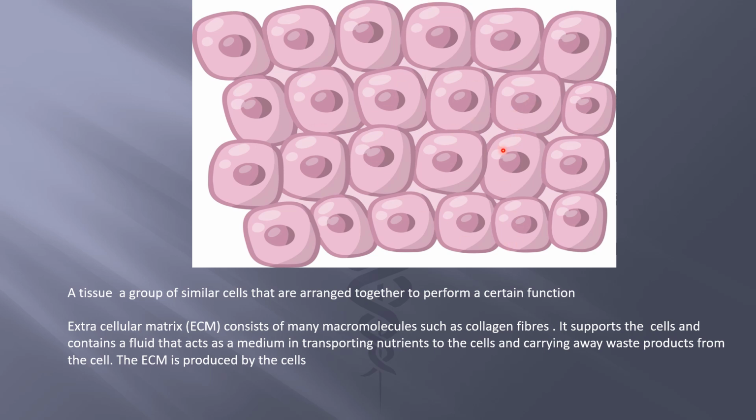But mind you, a tissue is not only formed by a group of similar cells. It is also formed by something that we call extracellular matrix. This extracellular matrix is basically just a substance that is made up of different molecules, and its function is to support these cells. Okay, right. So that is the definition of a tissue.